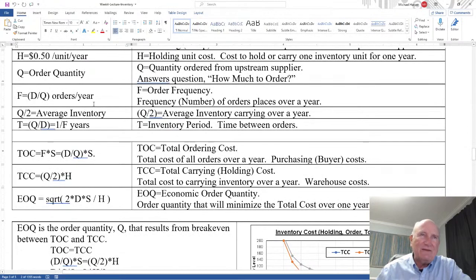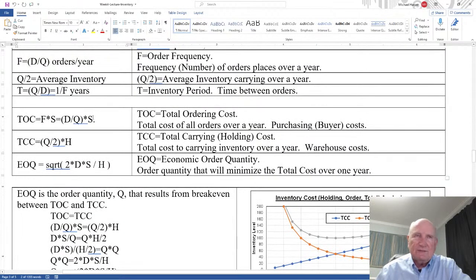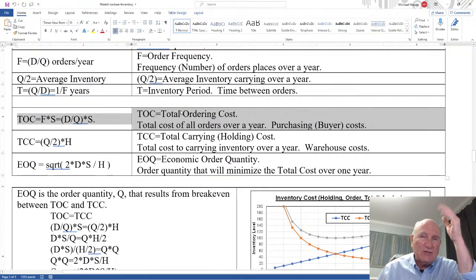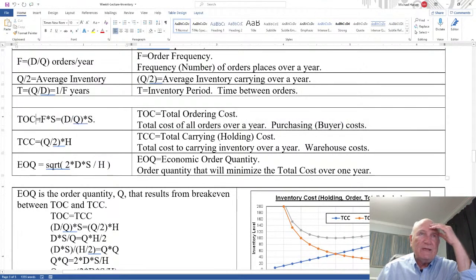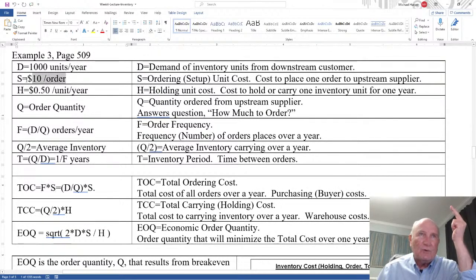Okay, now that we have these definitions, let's look at the costs. We have total ordering cost. That's the cost over the year, our planning horizon, a year, from our purchasing department. Well, that's going to be the frequency, how many orders we order, times how much each of those orders costs. And that's what S is, cost per order. So D over Q times S. That's a total cost of all orders placed over a year. And that's the purchasing or buyer costs.